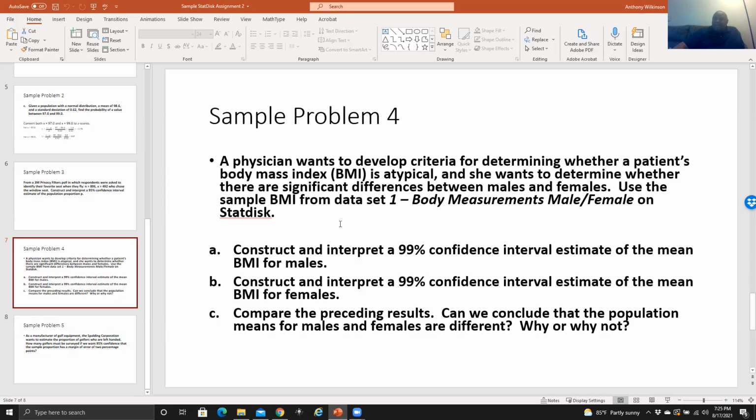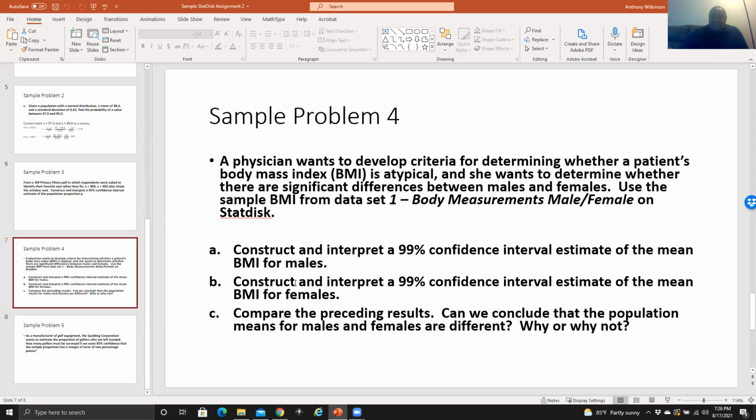Construct and interpret a 99% confidence interval estimate of the mean BMI for males. And then part B will construct another 99% confidence interval estimate of the mean BMI, this time for females, and then compare the results. And then ask ourselves, can we conclude that the population mean for males and females are different? And the question would be why or why not?